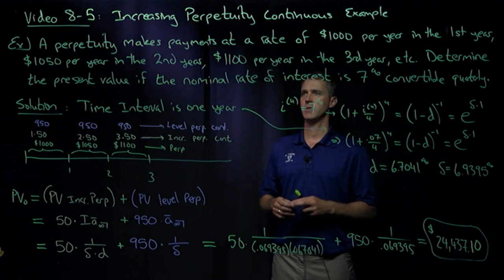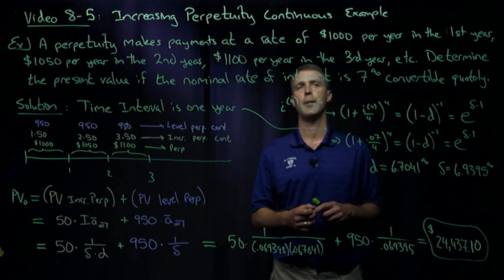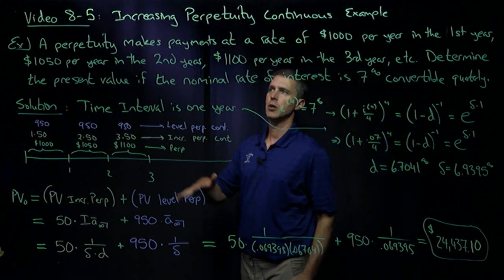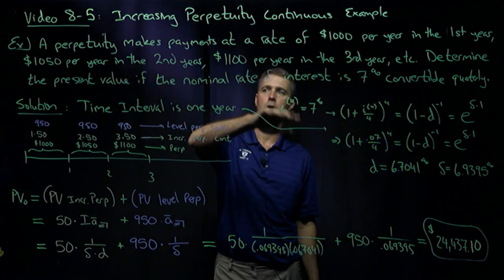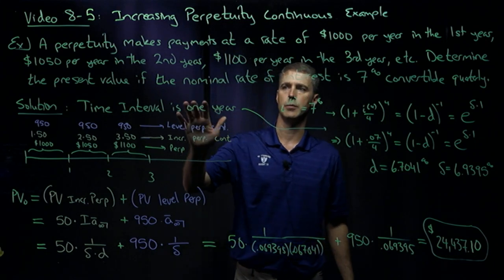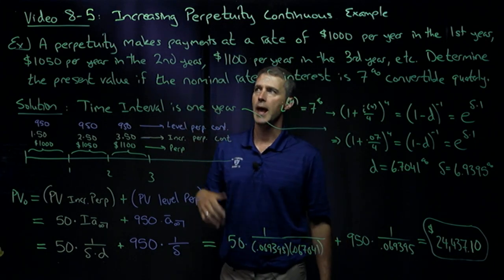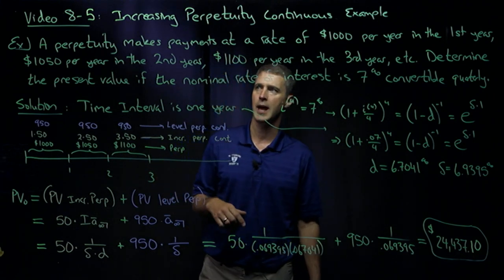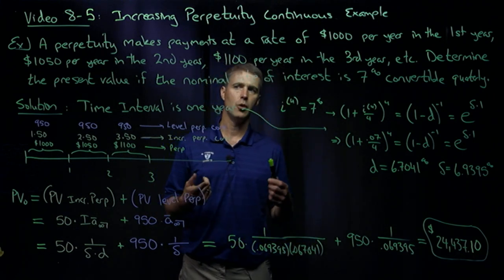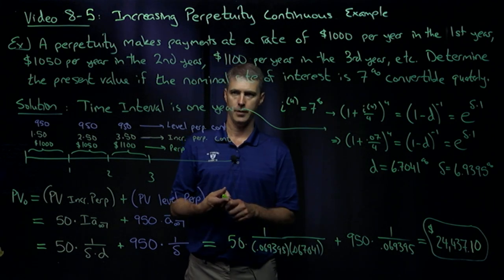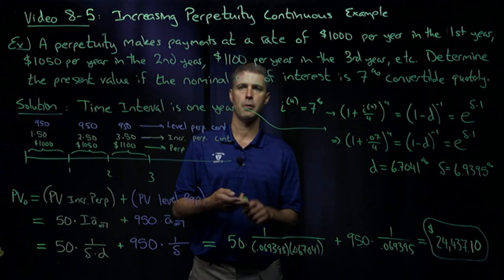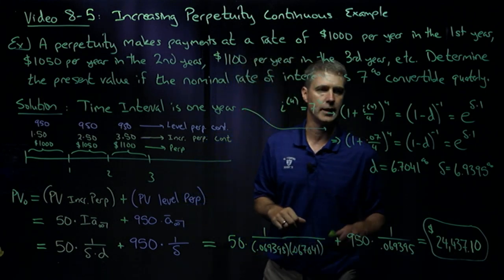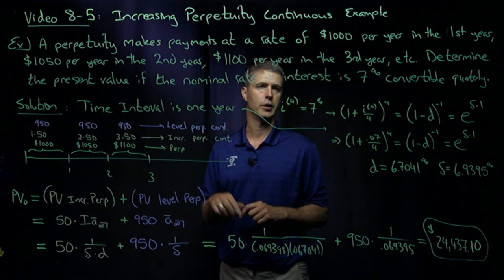We want to know the present value of the annuity, and we're told that the nominal rate of interest is 7% convertible quarterly. Okay, so the rates are given per year, so that means the time interval we're going to be using is 1 year. And if you think about the increasing perpetuity continuous formula from the previous video, you'll know we'll need the per year discount rate and the per year force of interest. So over on the side, I'm going to calculate d and delta for a 1 year period.